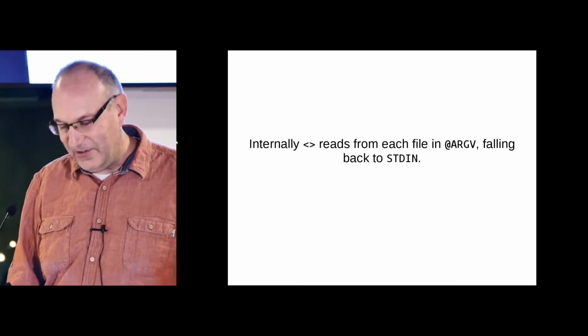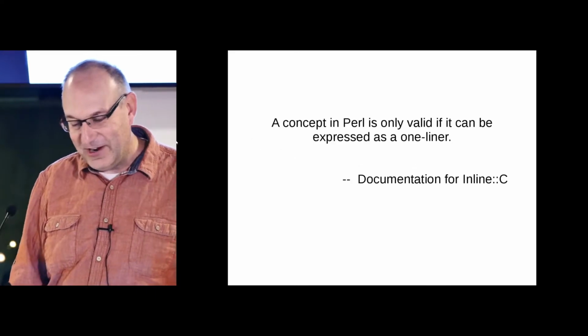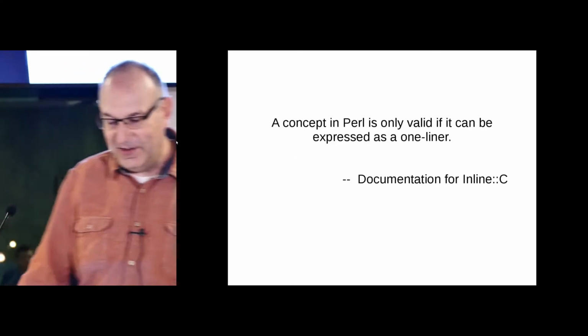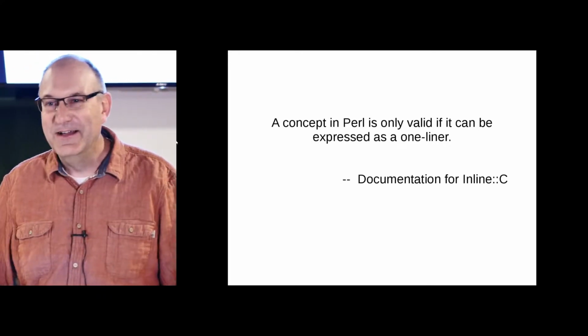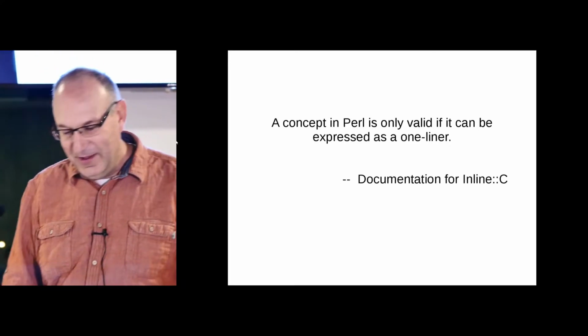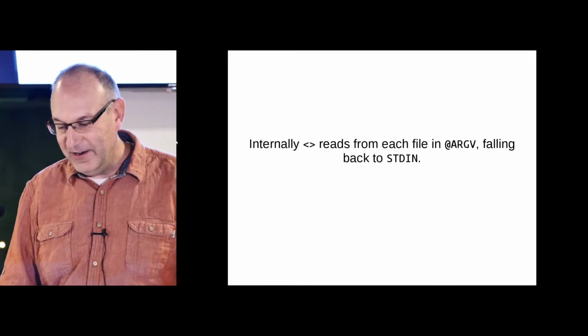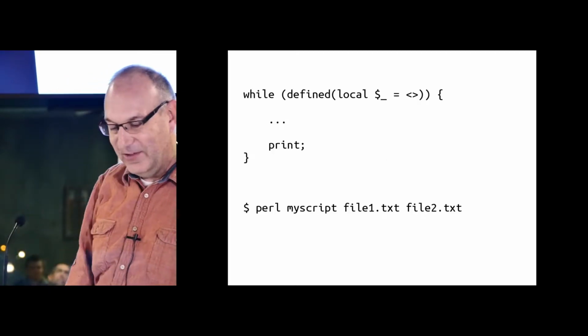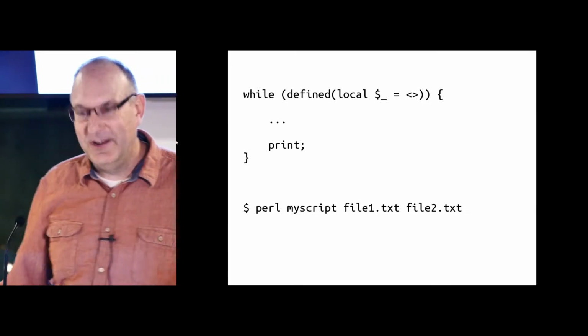In Perl's documentation, I came across this gem: a concept in Perl is only valid if it can be expressed as a one-liner. So we're going to see how to do this as a one-liner, and here it is right here. perl -pe. The -p tells Perl to wrap a while loop around what it's about to evaluate, and what I had before corresponds to this. So this right here is essentially the same as this right here. Not exactly the same, but pretty darn close.